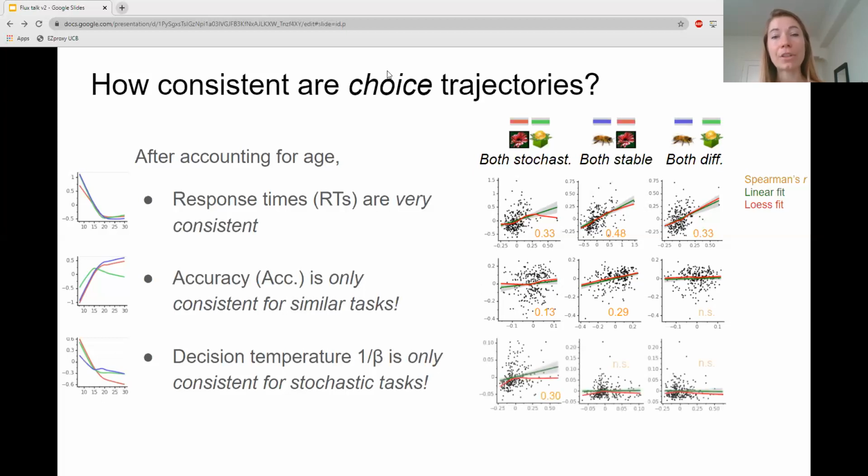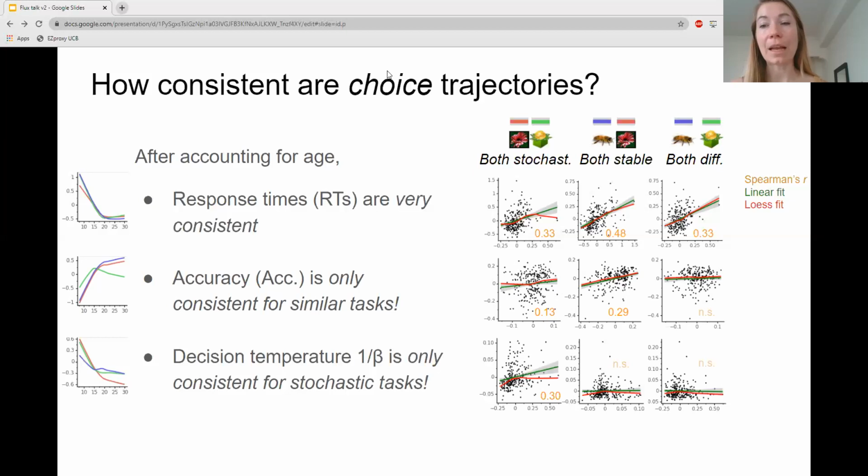Now for decision temperature. Interestingly, decision temperature is consistent between the 2 stochastic tasks, but it is not consistent between a stochastic and the deterministic task. That means that we can predict the decision temperature in the deterministic task best when we know somebody's age. Knowing their accuracy in a stochastic task does not help at all.